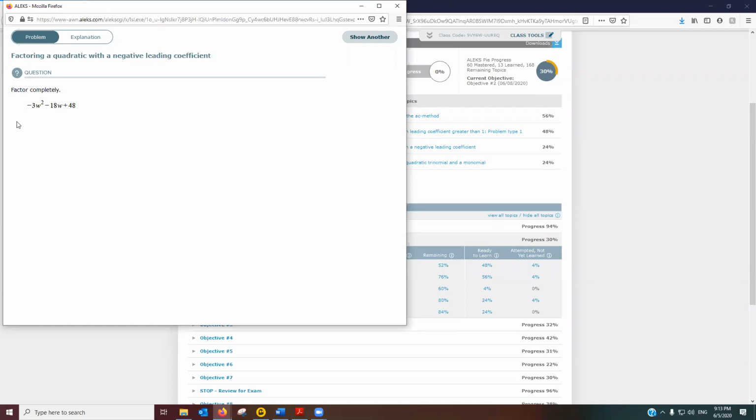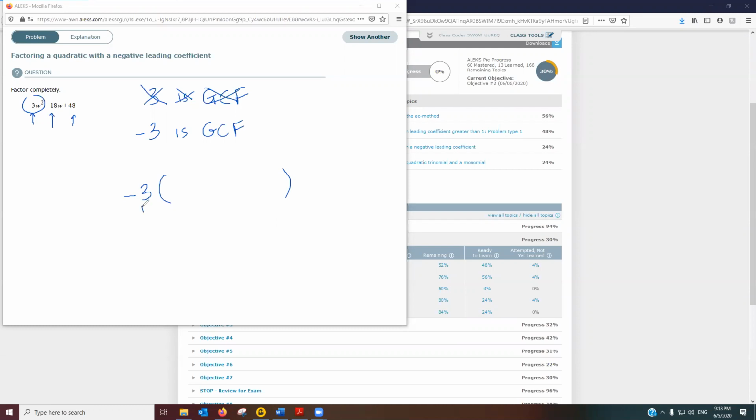Well, I'm noticing that 3 is a greatest common factor here. If I look at these coefficients, I'm noticing 3 is a greatest common factor, but I really want to factor out negative 3. The reason I want to factor out negative 3 is I don't want a negative sign in front of the w squared. So let me pull out a negative 3. All right, if I factor out a negative 3, what's left over inside the parentheses?